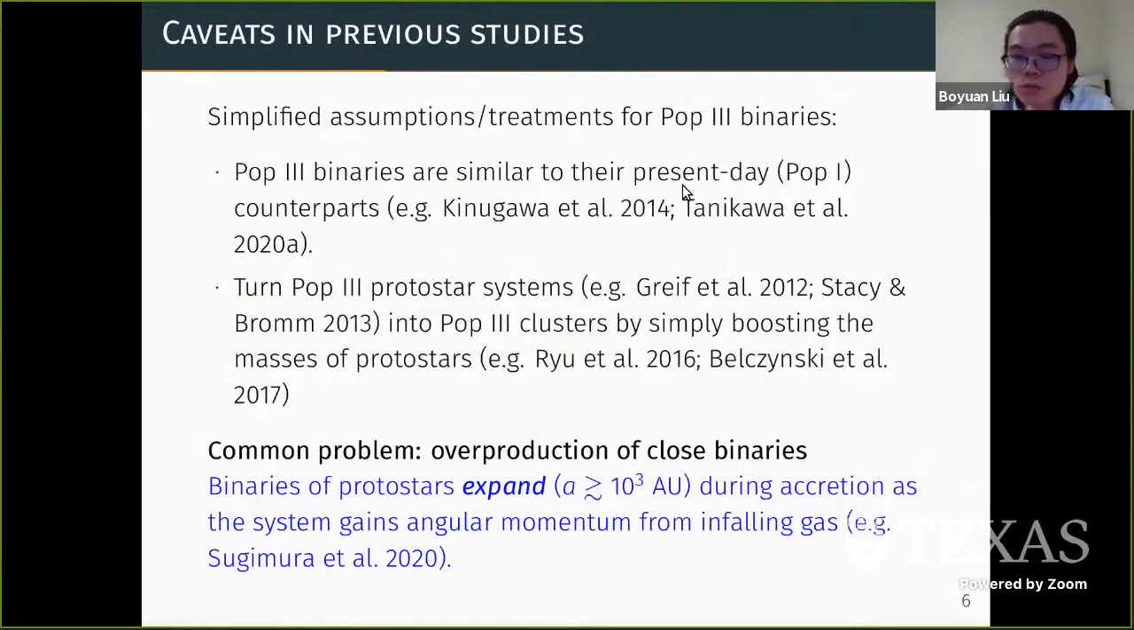In previous studies, there are two main assumptions for Pop III binaries. The first is to assume that Pop III binaries are similar to their present-day counterparts. The second is to take Pop III protostar systems from small-scale, high-resolution hydrodynamic simulations and turn them into Pop III clusters directly by boosting the masses of protostars. These two assumptions have one common problem, that is, they tend to overproduce close binaries. Why? The reason is that, as also mentioned by our last speaker, binaries of protostars tend to expand during accretion as the system gains angular momentum.